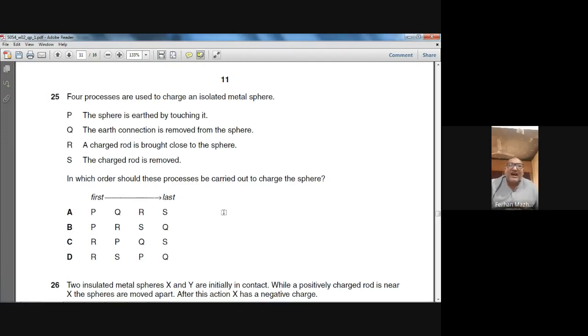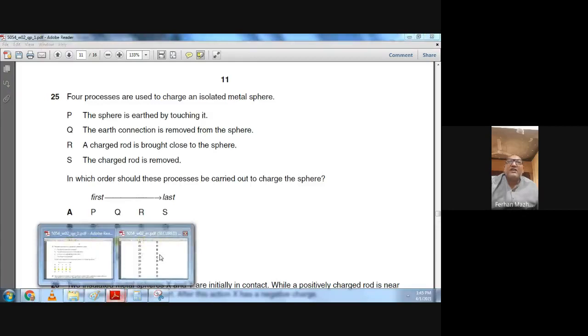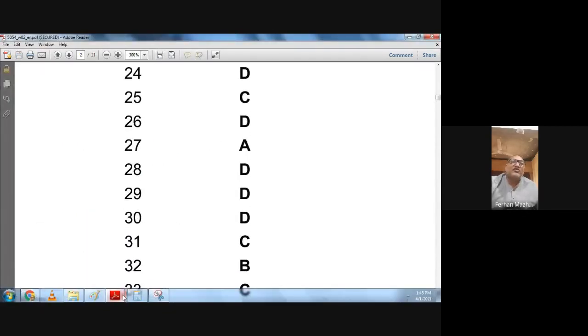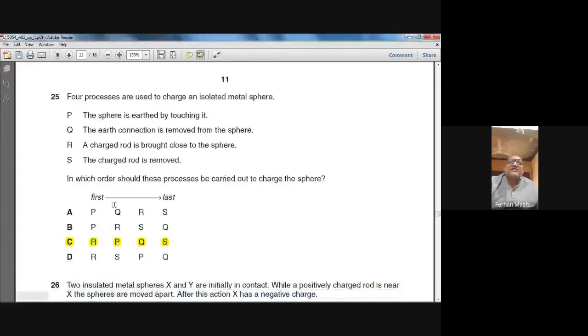So first of all R, then P, then the earth connection is removed, Q, and then the charged rod is removed, S. So R, P, Q, S. So C is the right answer. Question number 25, C is the right answer.